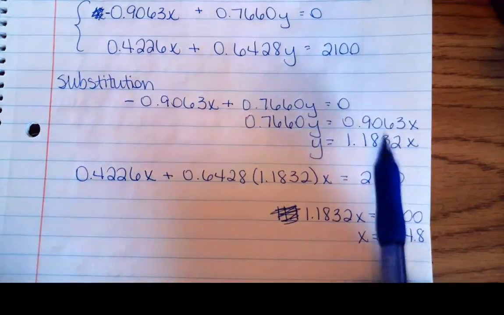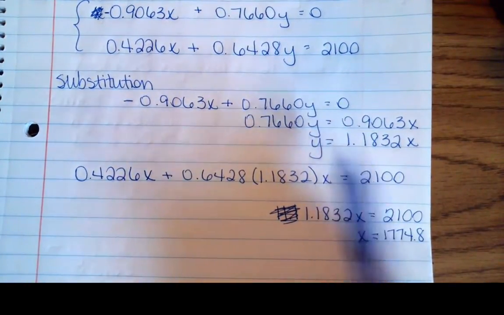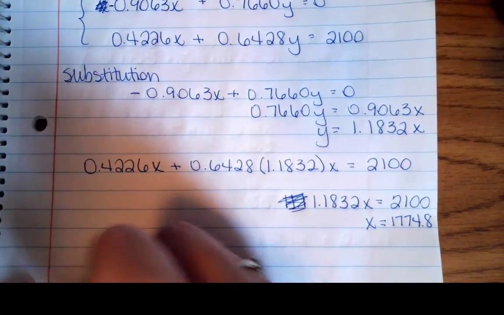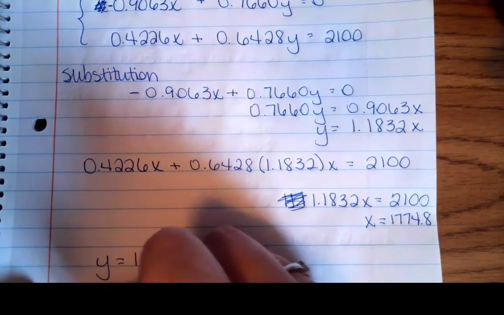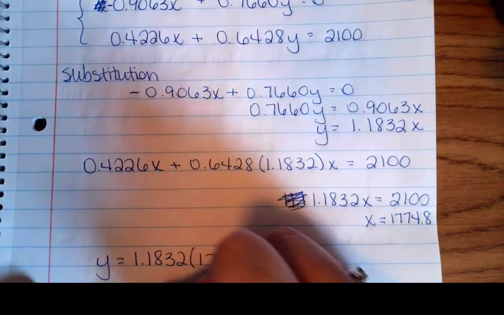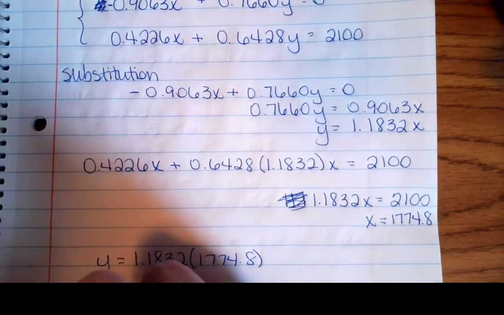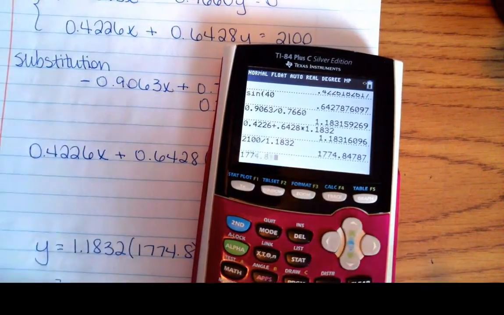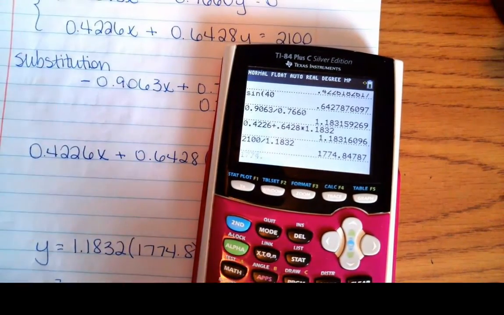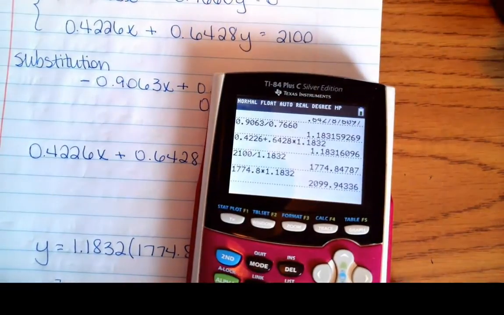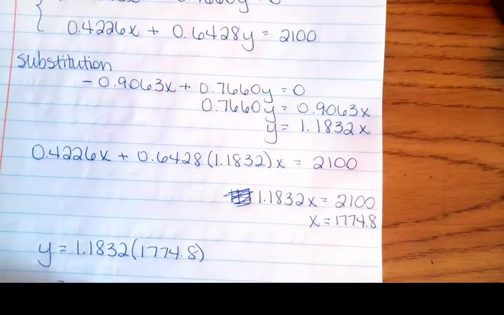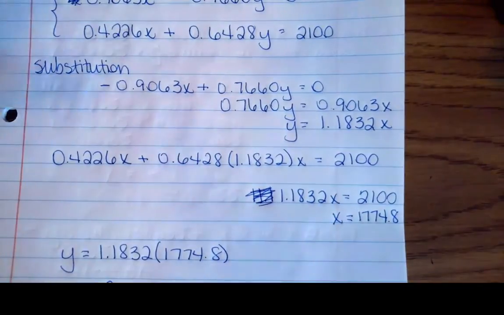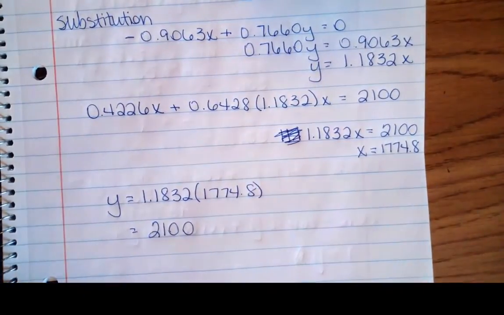So now that I know what x is, I can go back up here and I can find out what y is. So y is going to be 1.1832 times 1774.8. So my y is going to be 1774.8 times 1.1832, and I get 2100 is what I get. 2100 is what y is. So back this mess up.